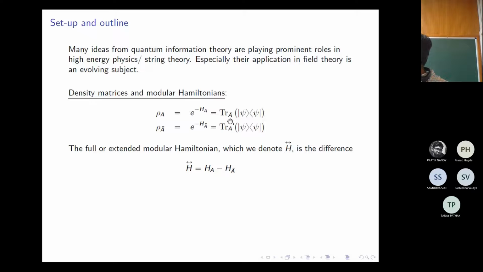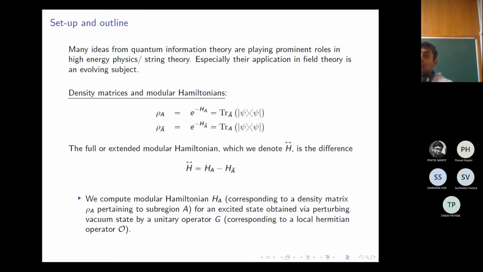If you have some pure state psi in some Hilbert space, and you have bipartitioned the Hilbert space into A and A bar, then you can define these quantities. In fact, I'll talk about rho A bar, H A bar, but I'll also be talking about the extended modular Hamiltonian, which I'll denote by this H with a double arrow here, and which is defined like this.